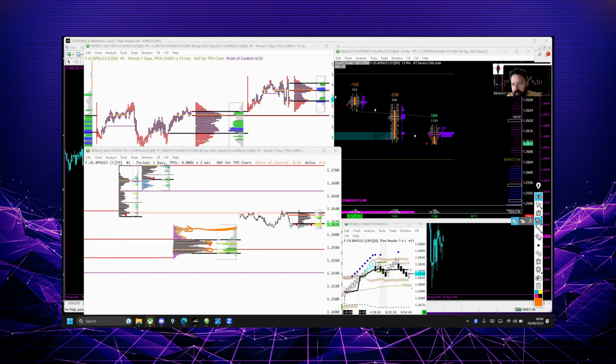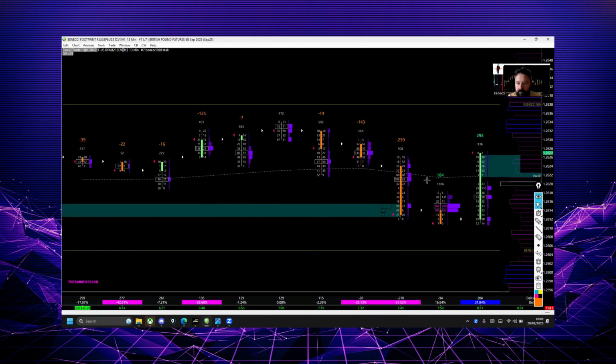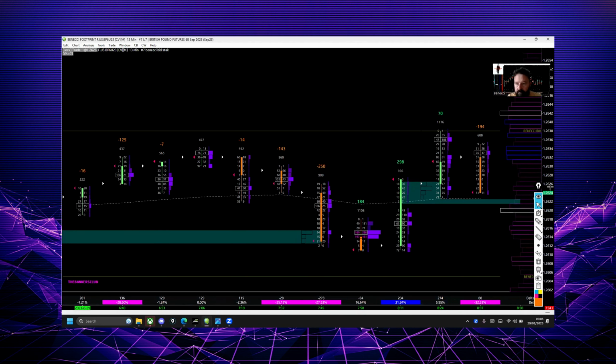Footprint chart again. Let me show you. The footprint chart, stacked imbalance got filled, took my profits from the shorts. I then saw the delta flip to the buy side with extreme buying then taking place. I then entered my long position, saw a stacked imbalance form here. So I thought I'm going to hold that position.